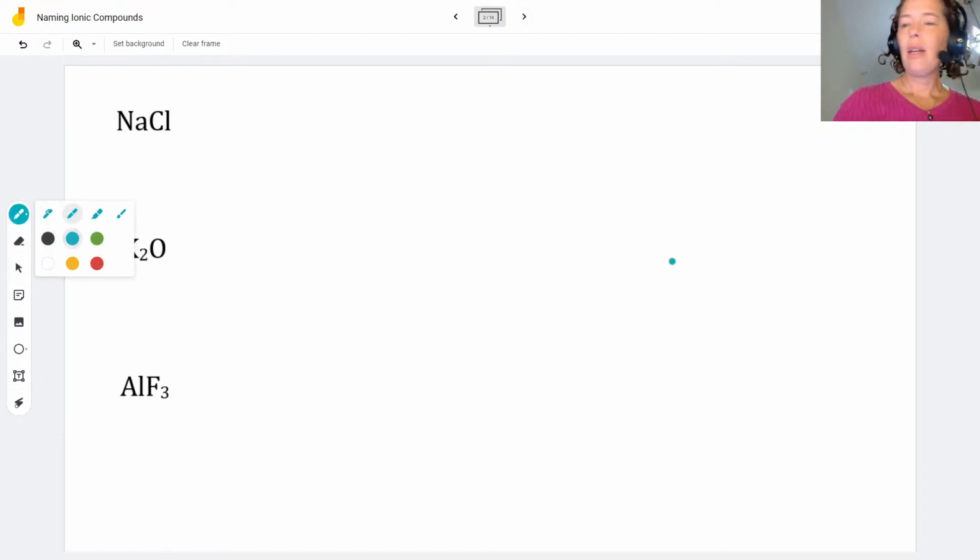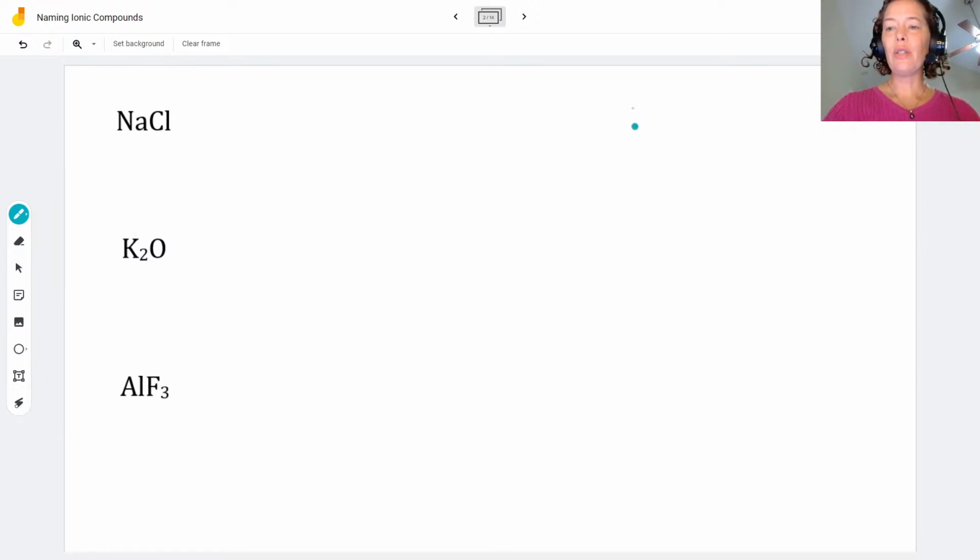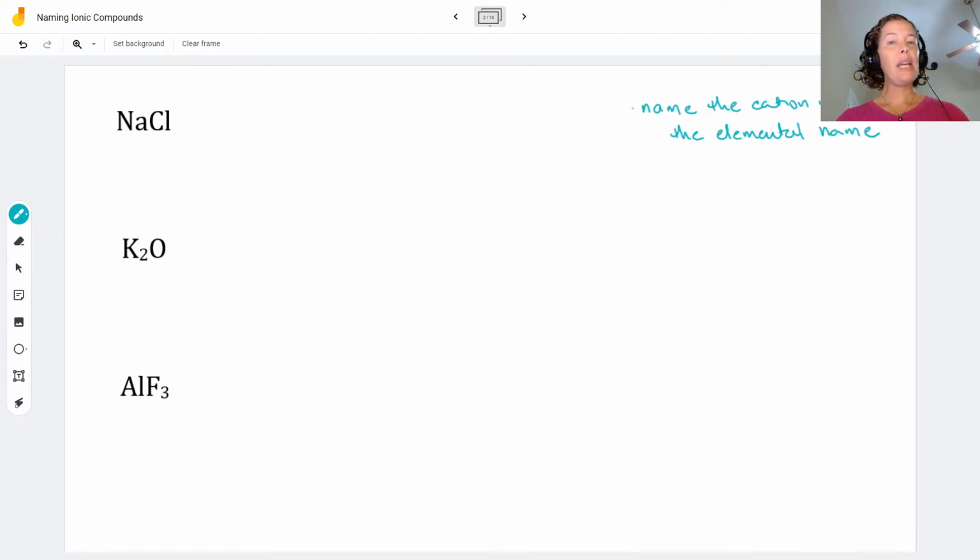Our first rule is we are going to name the cation with the elemental name. You will remember that your cation is an ion with a positive charge. In ionic compounds, we always write the cation first. So we are going to name the cation just with its elemental name. Whatever element it is, that is what we are going to name it with.